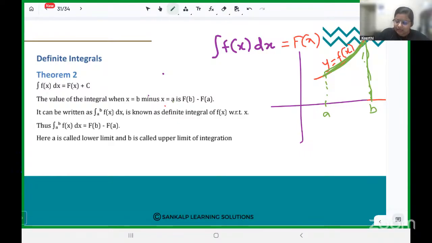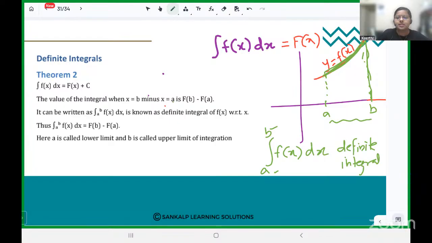If you are asked to evaluate an integral which is limited between a and b, then the integral becomes integral a to b f of x dx. So the indefinite integral itself, if the x varies in a bounded closed interval from a to b, then we can call it a definite integral. What is it called? Definite integral. This is definite integral: integral a to b f of x dx.